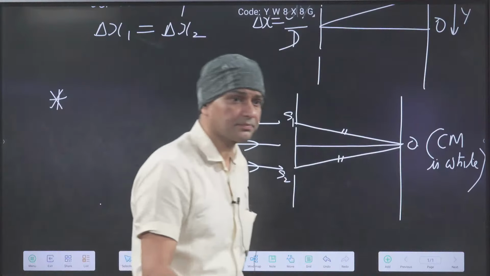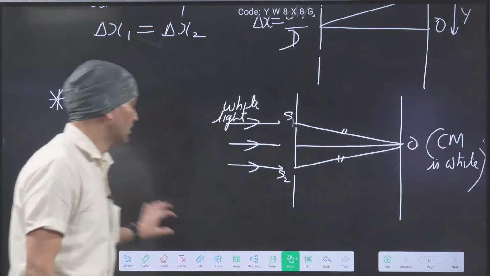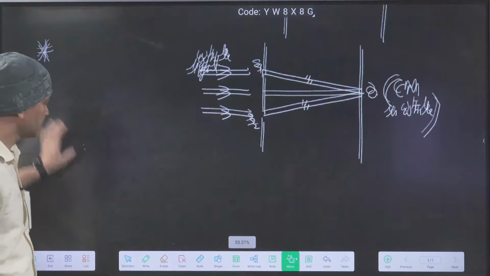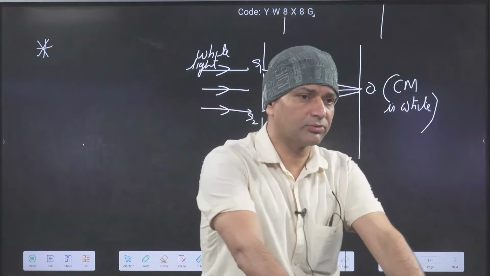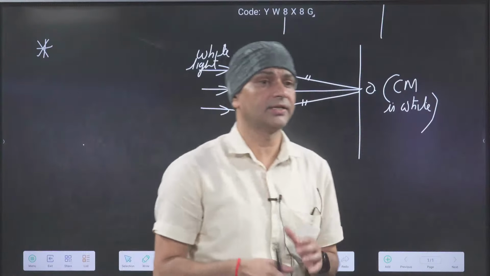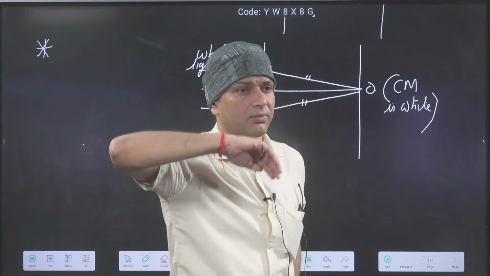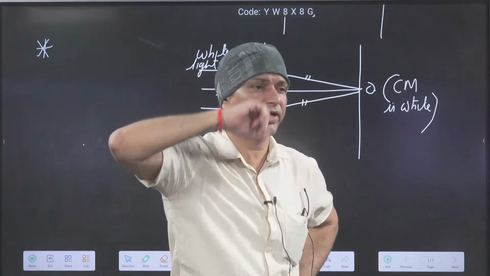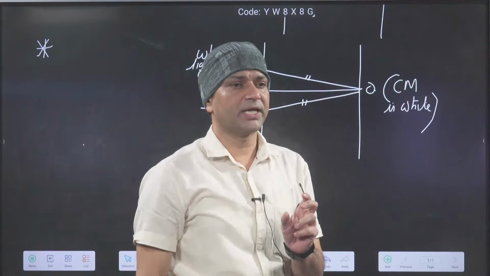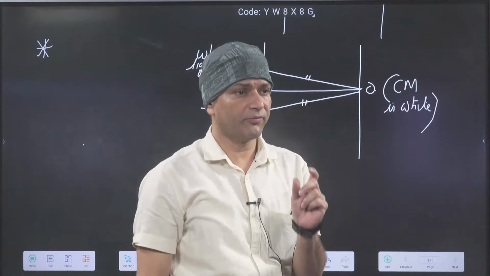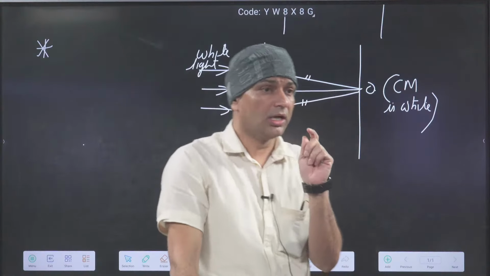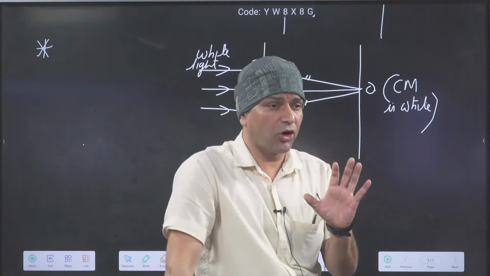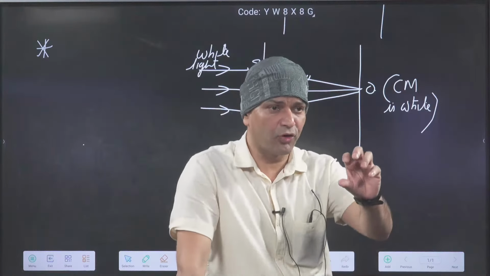Everybody got? Okay. Up to this okay? So central maxima is white. After that, what will happen on the screen? Then we will get the minima. After the central maxima, we will get the first minima. First minima means path difference is lambda by 2. Lambda is minimum for violet and maximum for red.